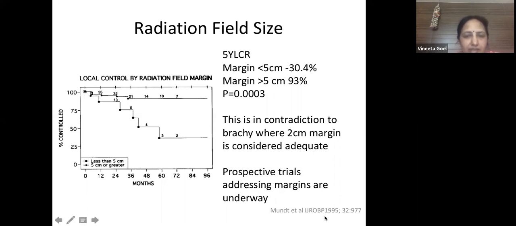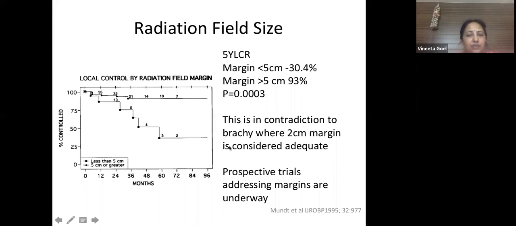Mund et al. in 1995 in the Red Journal, where they showed that the 5-year local control rate when the margins were less than 5 centimeter was only 30%, as opposed to margins of more than 5 centimeter where the local control rate was 93%. And this study is the genesis or the basis of our using a 5 centimeter margin across the majority of soft tissue sarcomas. This is actually in slight contradiction to brachytherapy, where generally a 2 centimeter margin is considered adequate.